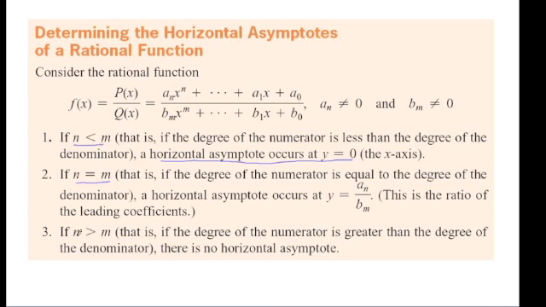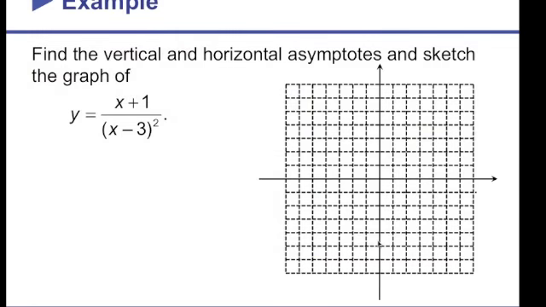However, if the degree of the numerator is greater than the degree of the denominator, there is no horizontal asymptote. At that time, we actually have what's called a slant asymptote. Now let's do some practice of finding the various asymptotes. We're going to find a vertical and horizontal asymptote and then sketch a graph.